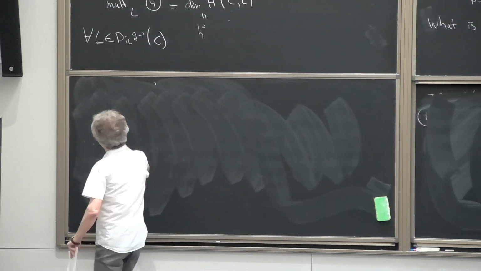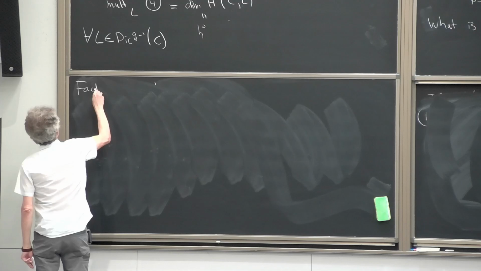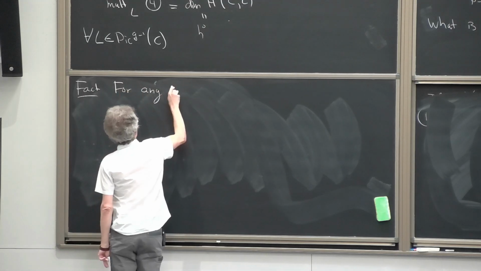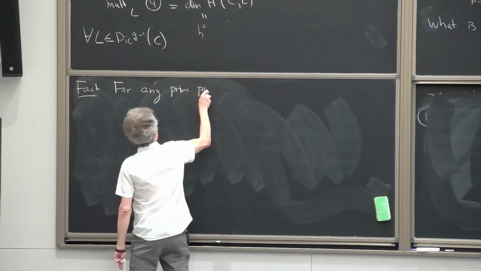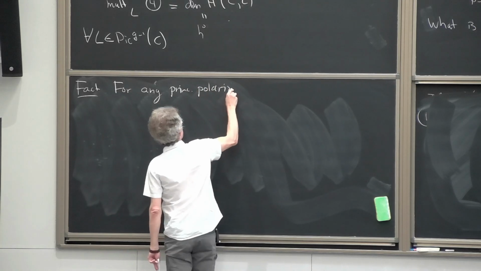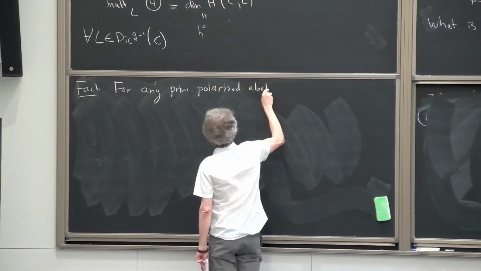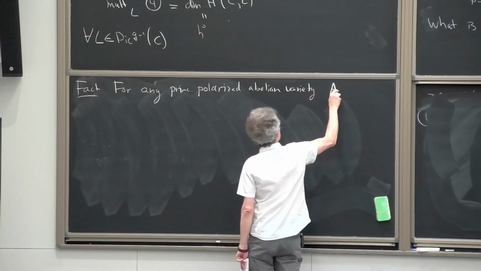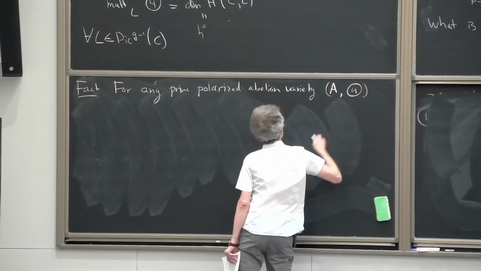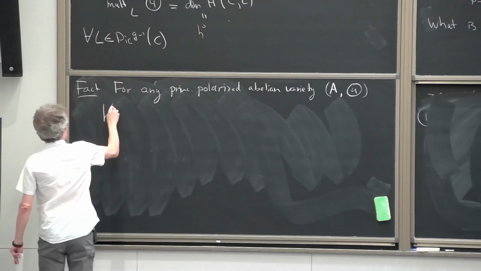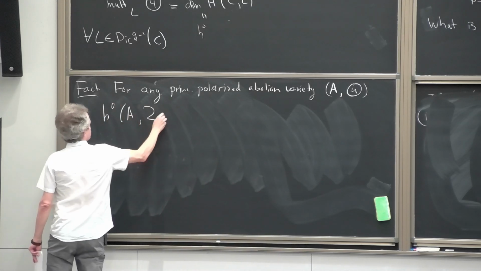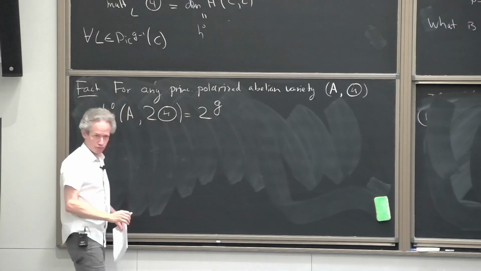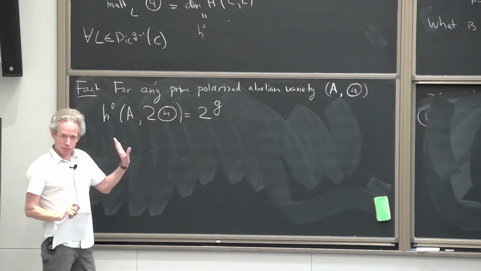Okay. Fact. For any principally polarized abelian variety A with polarization theta, the dimension of the space of sections of the bundle 2 theta is equal to 2 to the G. Okay? Here is a quick proof which I won't write.